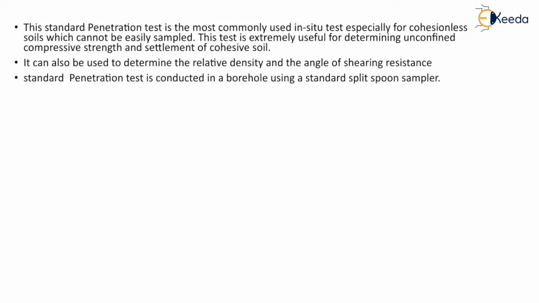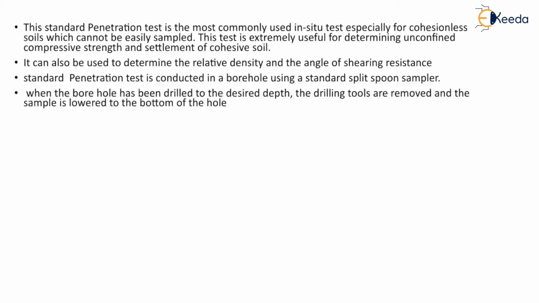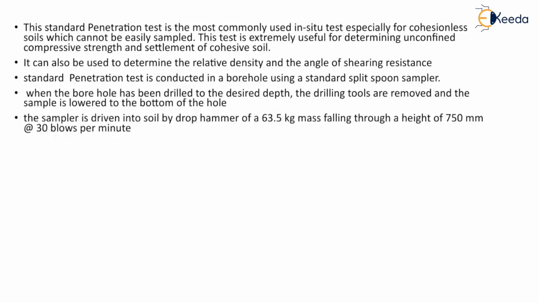Standard penetration test is conducted in a borehole using a standard split spoon sampler. When the borehole has been drilled to a desired depth, the drilling tools are removed and the sampler is lowered into the bottom of the hole. The sampler is driven into the soil by a drop hammer of 63.5 kg mass falling through a height of 750 mm at the rate of 30 blows per minute.